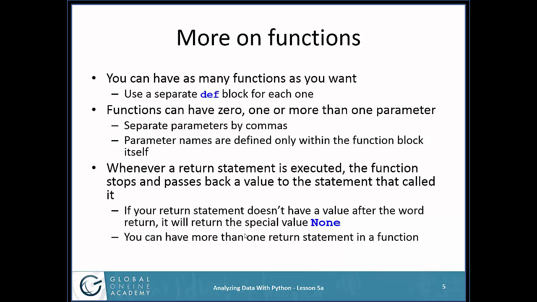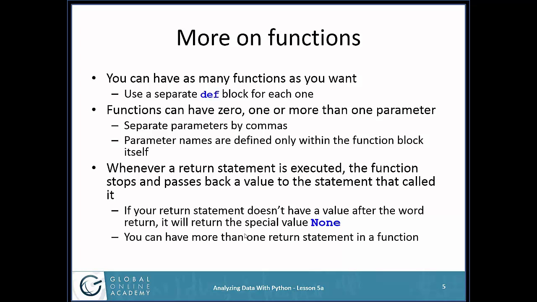It can have 1 parameter, like the example we just saw for the alternating function on the previous page, or it can have more than 1 parameter. You separate parameters by commas. The parameter names are defined only within the function block itself. Whatever variable name you want to give it within the function block lives only within that function block. It may be the same as a variable you're using in your main code. It might be different. Doesn't matter.